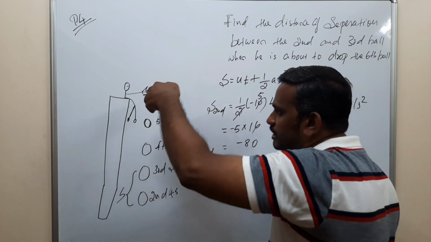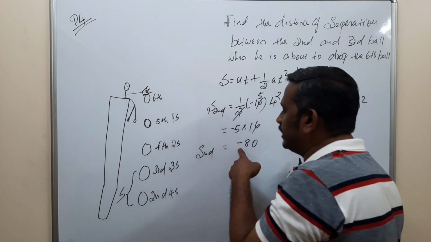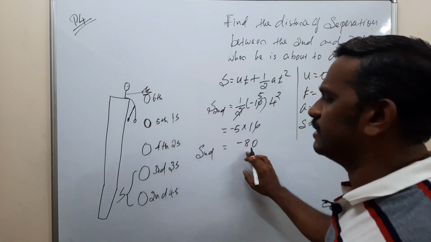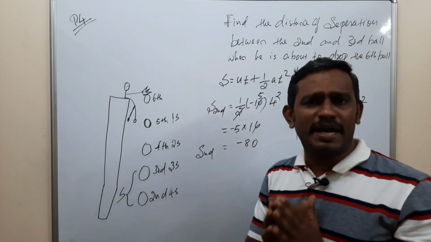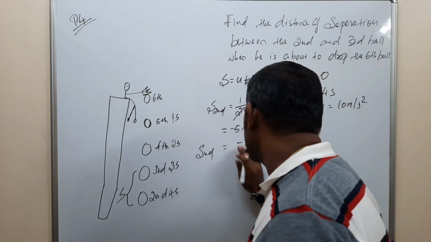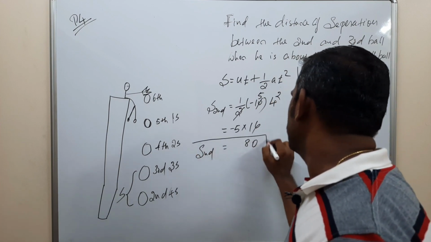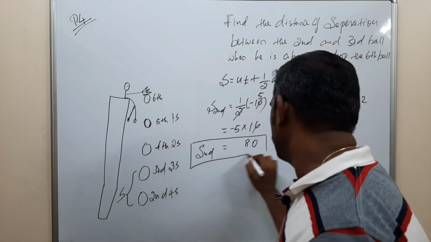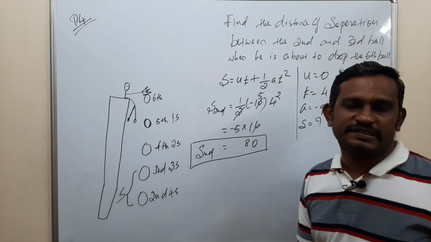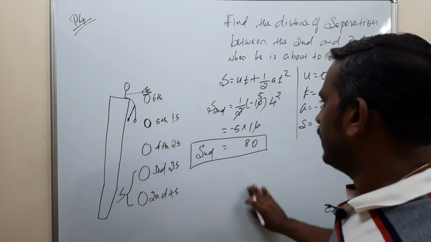So when the displacement is in the downward direction, for the downward motion, we are getting minus. So s second is equal to minus 80. We have to consider only the magnitude, that is distance only. So s second is equal to 80. Right, s second. Next.